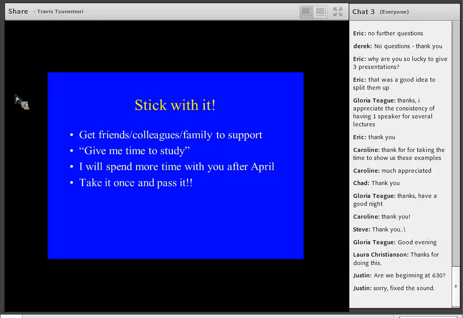And again, friends, colleagues, family, tell them what you're doing. This is a big deal. Smart people study a long time to pass this exam. And sometimes you don't pass it the first time. I hope you will all pass it. But get your family to understand you need this time to really focus on this. And then promise them, okay, when I'm done with this, I'm back, we're going to have fun together. And I would really hope that you would study hard, take it once, and pass it.